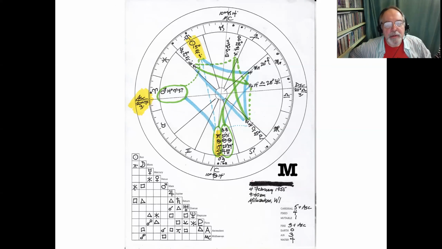But the other thing that stands out to me is there's a quincunx or an inconjunct from the moon to the sun, 2-degree orb, and a little less actually than 2 degrees. And this is a tough one.